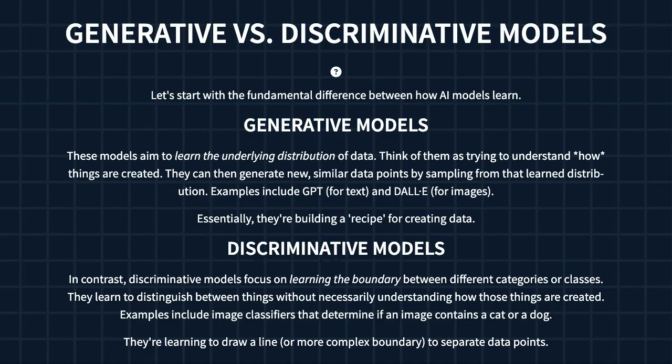On the other hand, discriminative models are more like judges. They learn to tell the difference between different categories without necessarily understanding what makes each one unique. Image classifiers, for example, are great at spotting a cat in a picture but don't know how cats were created. They're focused on drawing the line that separates them.